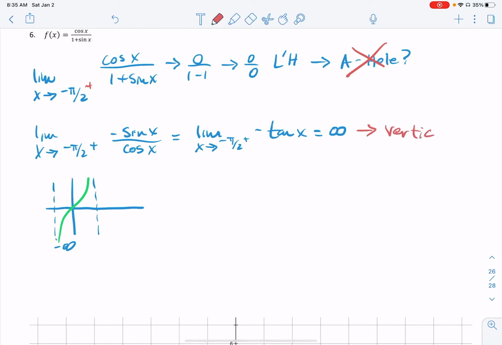That's how you spell the word vertical. There we go. Asymptote. I have to sound it out every single time.